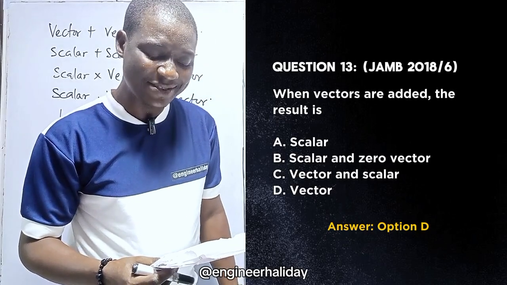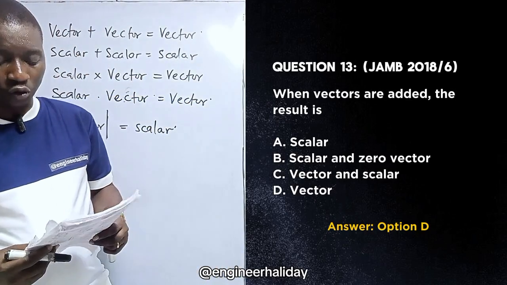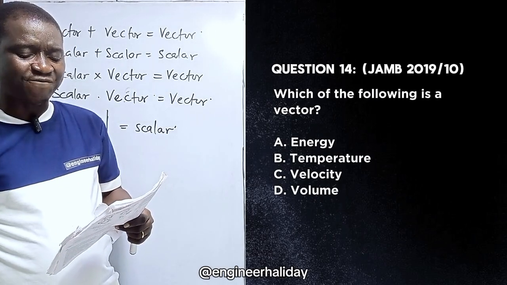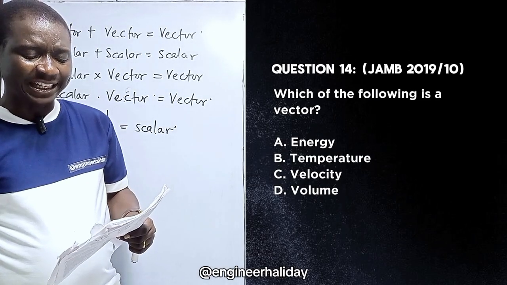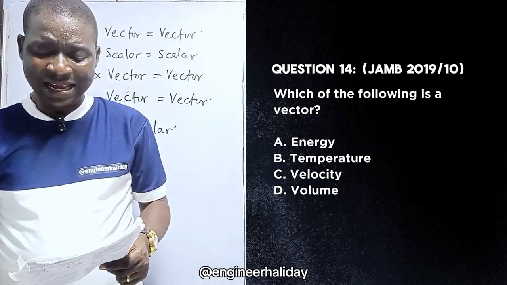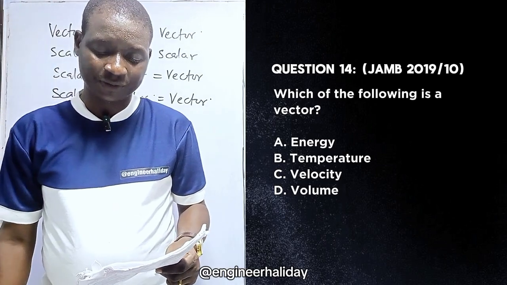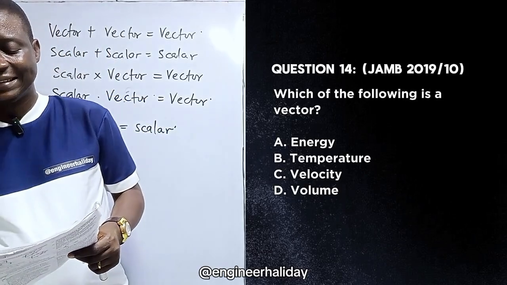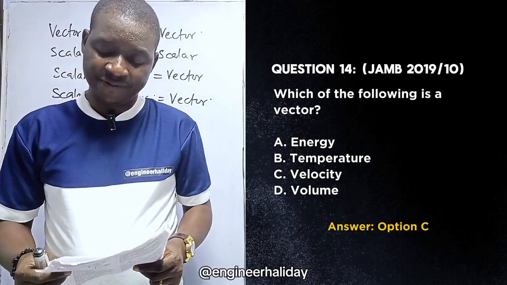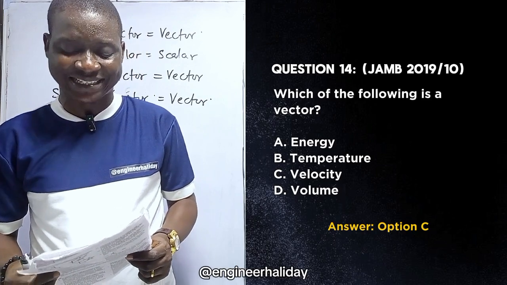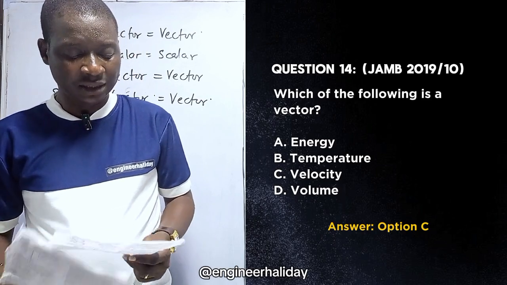2008, 18, number 6. This question is not common. Number 14 now says which of the following is a vector? A, energy. Energy is a scalar. B, temperature. Temperature is a scalar. C, viscosity, or velocity rather. C, yes, correct. Then D, volume. Volume is a scalar while velocity is a vector. So the answer is C. That is number 14.